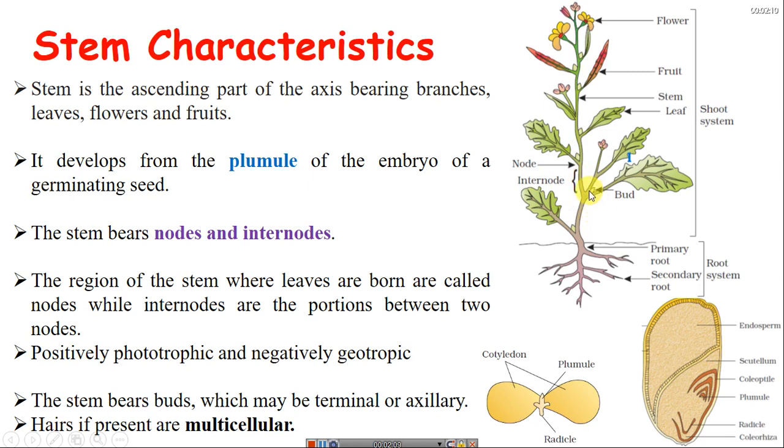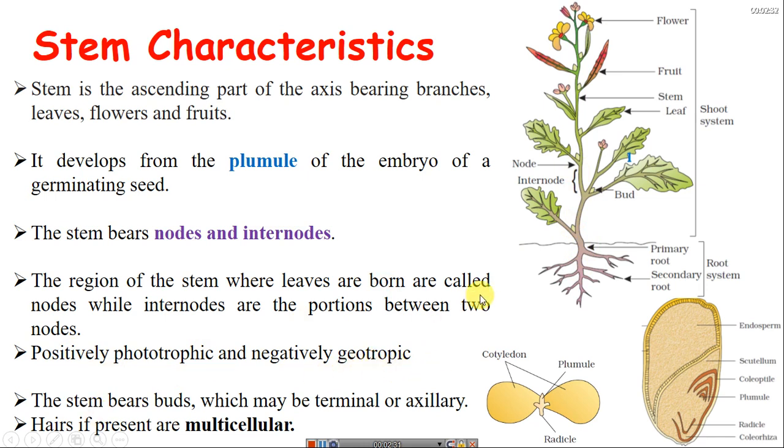Now stems show positive phototropism and negative geotropism. They are positively phototropic and negatively geotropic, means that they grow towards light and they grow against gravity. So this way they show positive phototropism and negative geotropism.